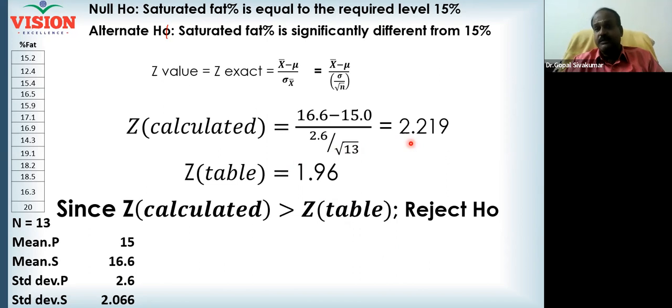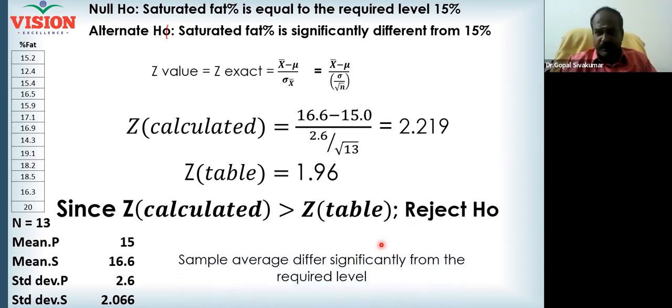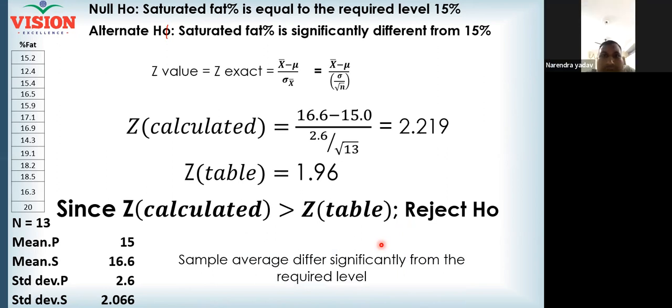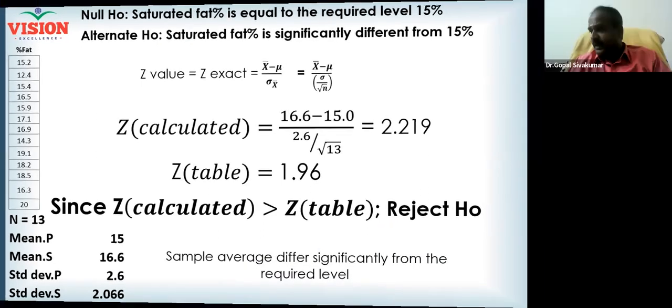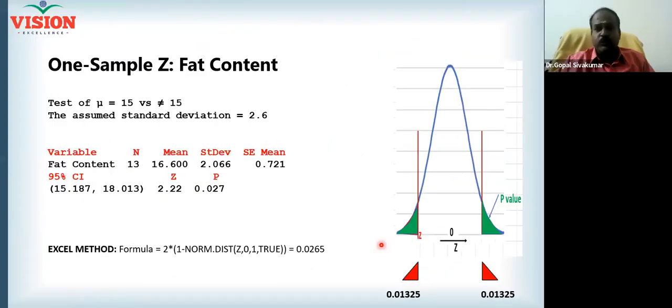You should not tolerate, and you must reject the null. The conclusion is that the sample average differs significantly from the required level. So you don't have to tolerate the difference, and you reject the null.